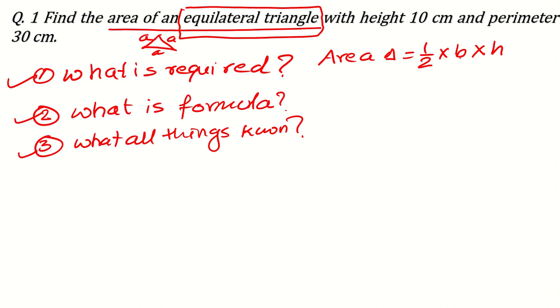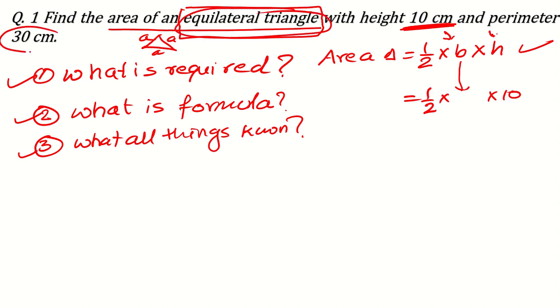Now we have to find this. This is the formula. What all things do we need here? Base and height. Now you see, the height is given here; thankfully they have given us the height, so we write height 10. Now the base we don't know, so from where will we get the base? From this information. The perimeter is 30. And what is the perimeter?